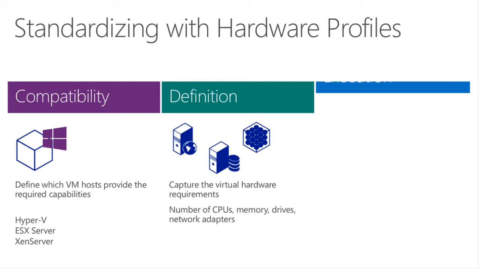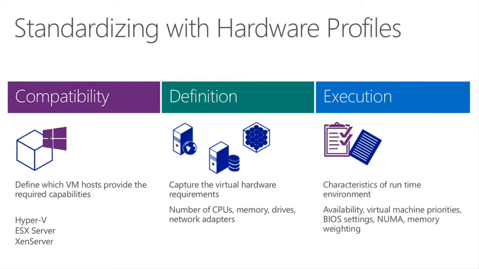And finally, we have execution. Execution specifies characteristics of the runtime environment. Should the VM be highly available, the device boot up order, the CPU priority, things like NUMA, memory weighting, which is the priority for allocating memory when memory usage of the server is high. These allow us to standardize all the components of our hardware profiles.